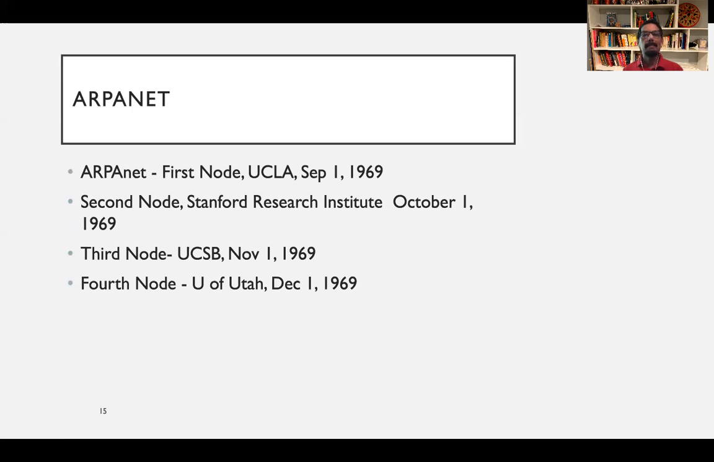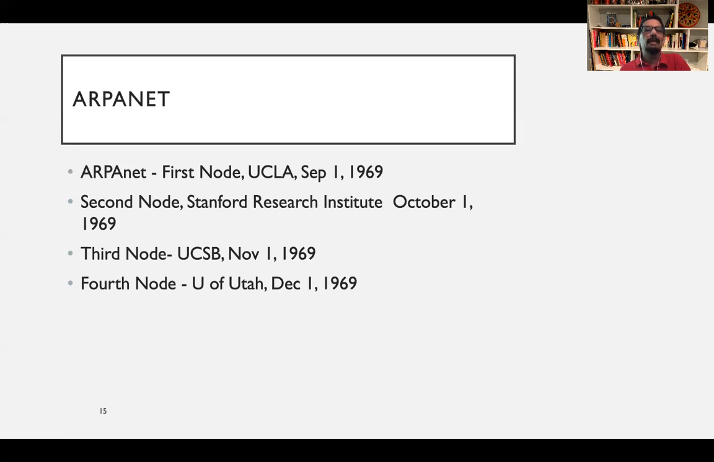And so ARPANET, a little bit of history. The first node was in 1969. The second node was at SRI on October 1st, and that's usually said to be when the ARPANET was born, because there were 2 points you could connect and start sending messages. The third node was at UC Santa Barbara, I think, and the fourth node at the University of Utah in 1969.